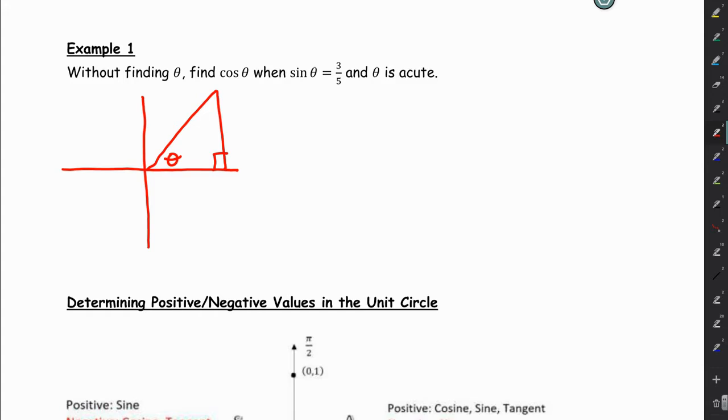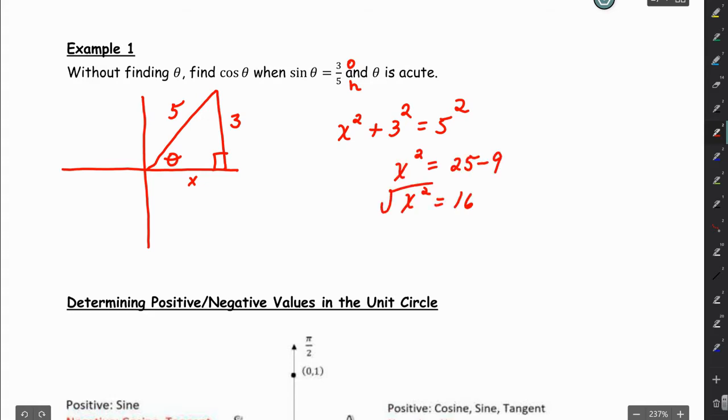Now remember, the sine is opposite over hypotenuse. So across from theta is the opposite side, that's 3. And the hypotenuse is always across from the right angle, so that's 5. And then we just need to find the value of the adjacent side, x. So we could use the Pythagorean theorem: x squared plus 3 squared equals 5 squared, and solve for x. So x is equal to plus or minus 4, but of course we're in the first quadrant, where x is positive, so we know that x is equal to 4.